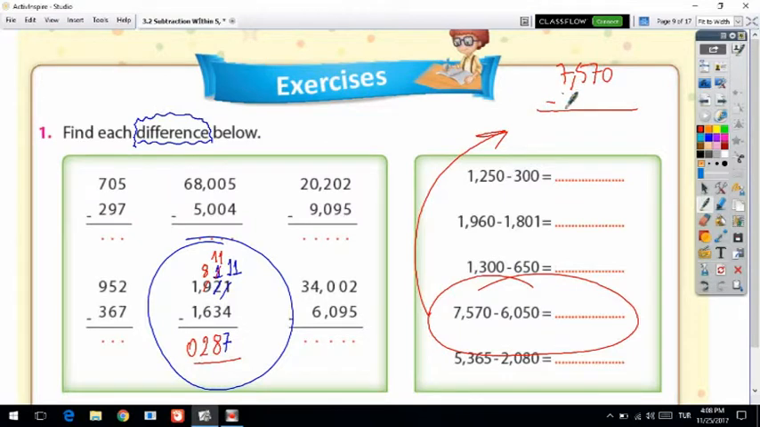7,570. Then let's subtract 6,050. Okay, 0 minus 0 is equal to 0. 7 minus 5 is equal to 2. 5 minus 0 is equal to 5. Then 7 minus 6 is equal to 1. Your answer is 1,520.